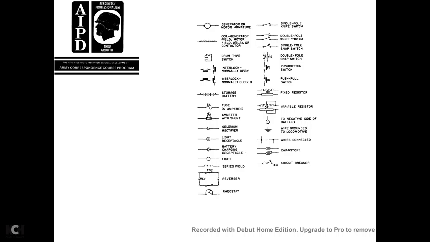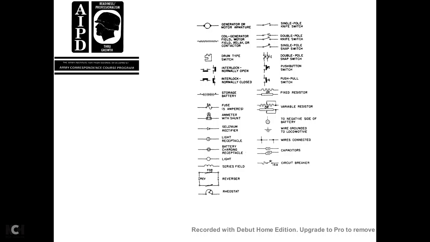The fuse shows the amperes, the number divided by the A for amperes. The fuse is drawn like a switch, but with an S curl. The ammeter with a shunt looks like a normally interlocked symbol with the A over the top of it. Your sealed beam reflector is pretty much a triangle with a line. Your light receptacle is a circle with a double line in it. A bullet hole is a battery charging receptacle. A circle is a light.